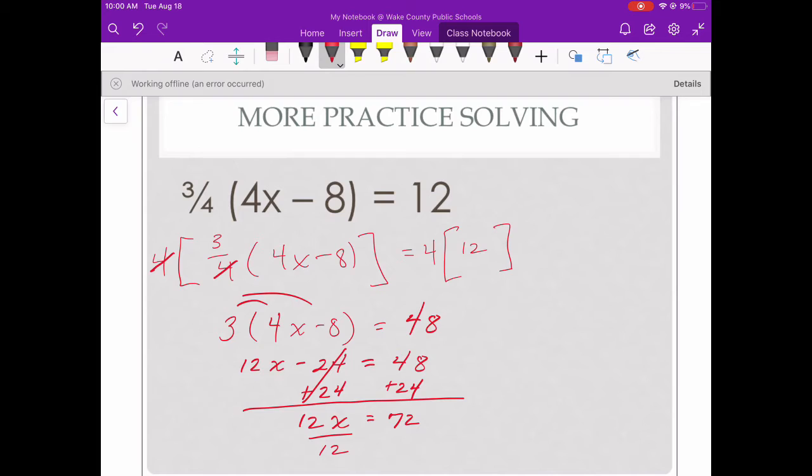Now I divide everything by 12 in order to get x by itself. 12 divided by 12 is 1, so it's no longer affecting my problem. 72 divided by 12 is 6. So x is 6. Now, seemingly a complicated problem at the beginning, but if we can quote unquote get rid of the fraction, we no longer have to stress about fractions in our answers.